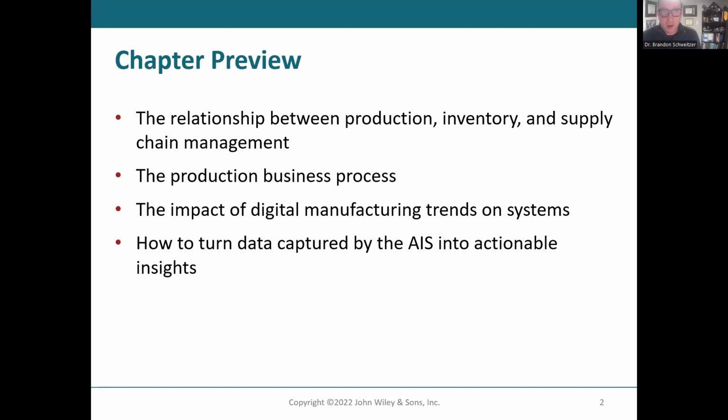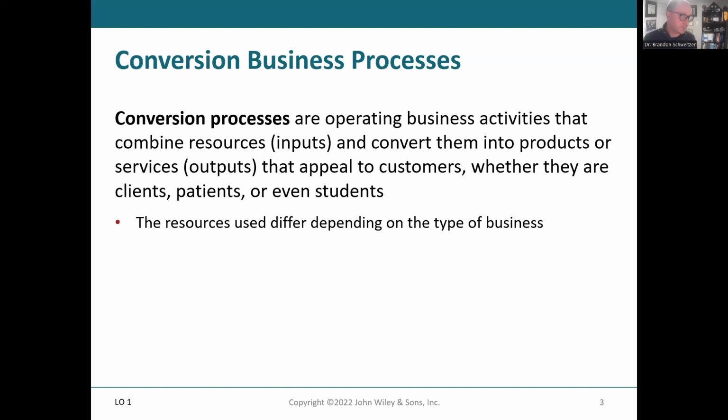In this conversation, we'll discuss the relationship between production, inventory, and supply chain management, production business processes, the impact of digital manufacturing trends on accounting information systems, and how to turn data captured by the AIS into actionable insights.